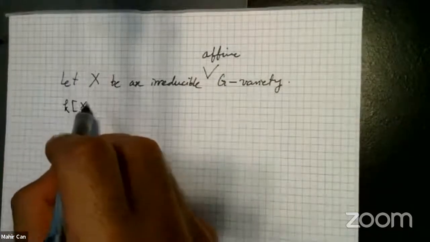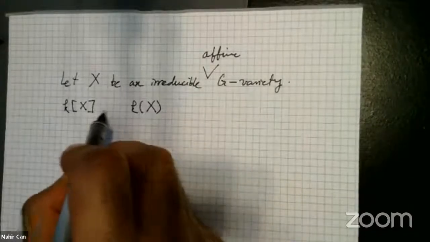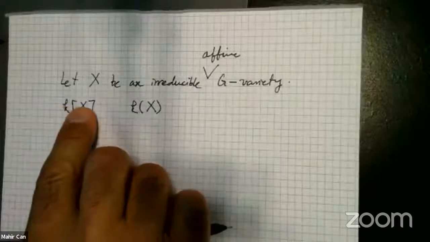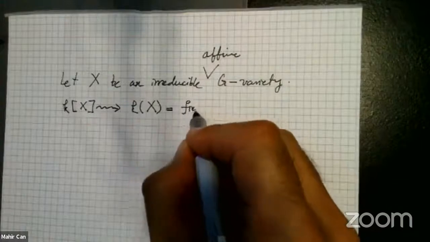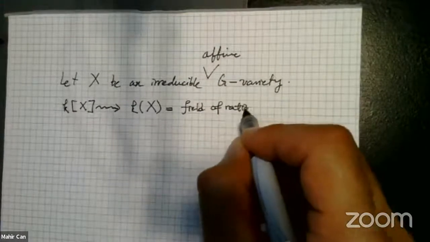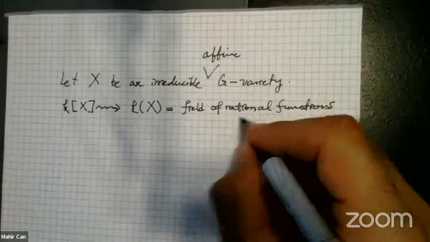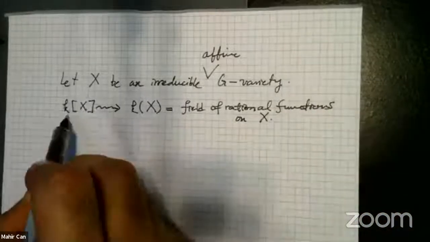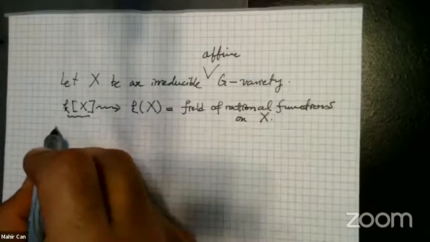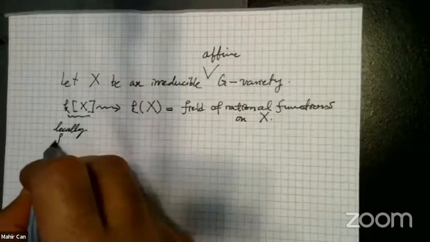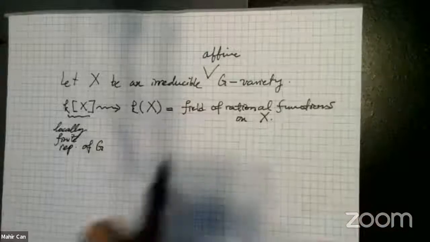Therefore, the coordinate ring is an integral domain. So the rational functions on this variety are just the field of quotients of this integral domain. This is the field of rational functions on X. I know that K of X is already a locally finite representation of G. It's a locally finite rep of G, infinite dimensional, but it's locally finite.